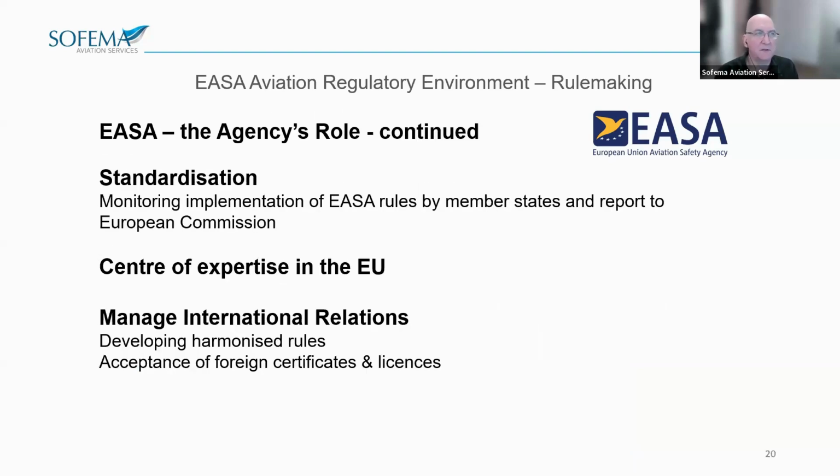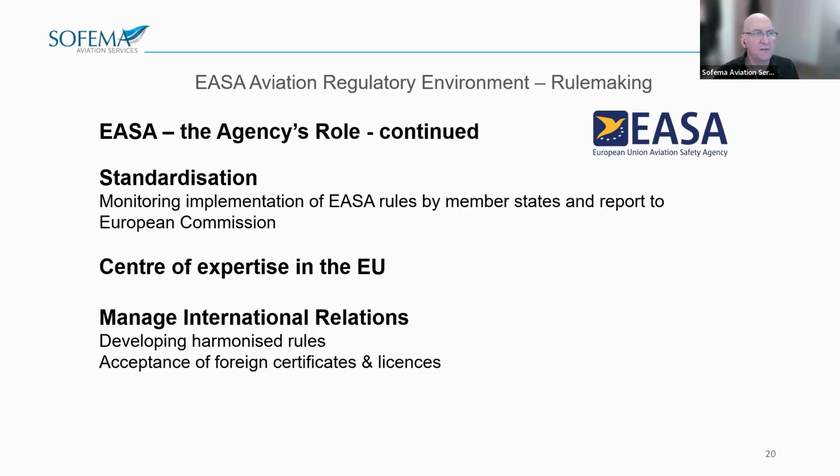Standardisation is another element of the EASA's role, ensuring that the rules are implemented equally and fully across all the member states. And they also report back to the European Commission. It is actually the European Commission's role to ensure that all member states implement the EASA rules, or the implementing rules as they're called. But it does rely on EASA to act as a monitor on this and report back to the Commission what's going on in each of the countries.